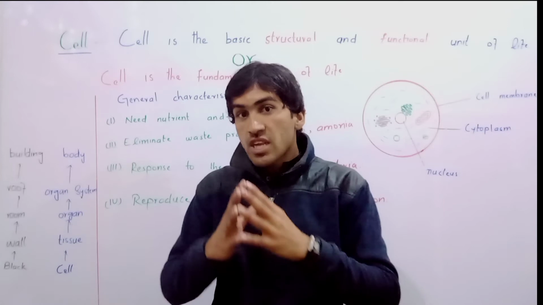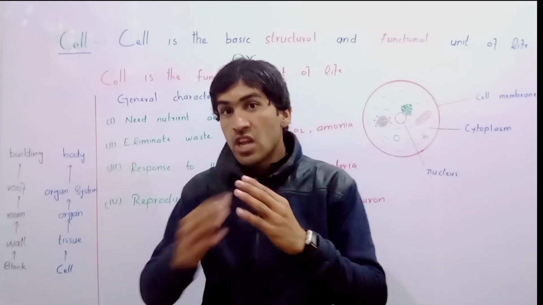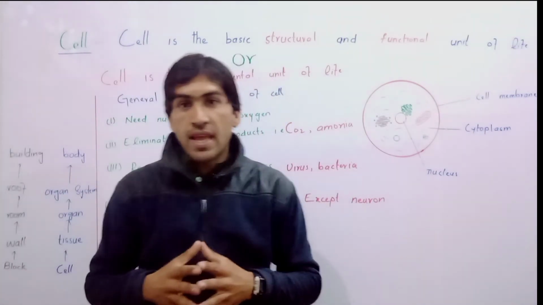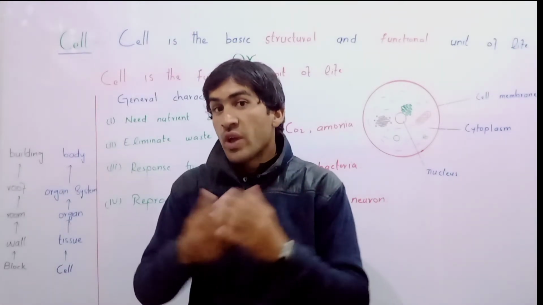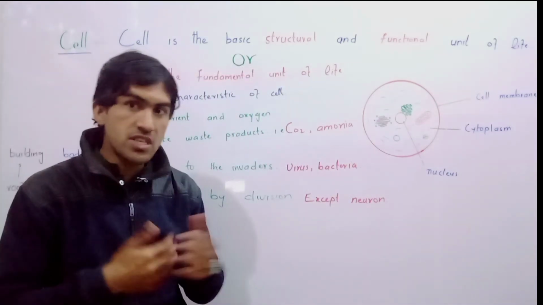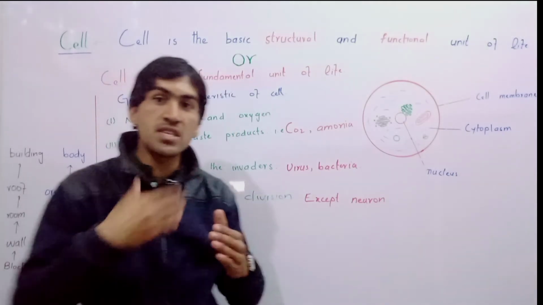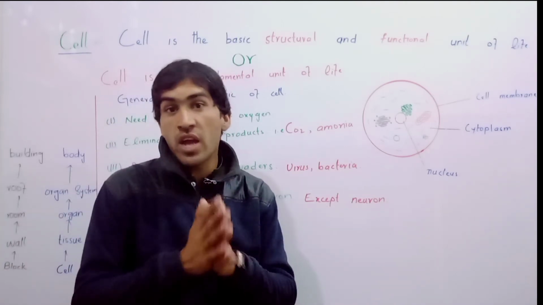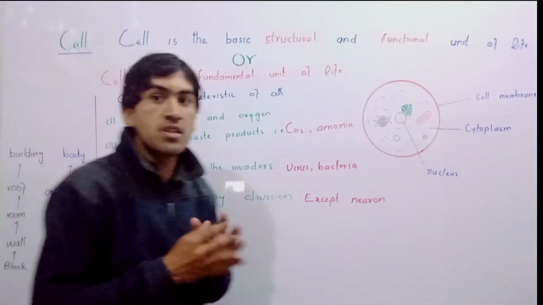It means that all the activities, all the processes that are necessary for the living organism, they are performed by the cells. For example, a multicellular organism performs respiration. In the same way, a unicellular organism also performs respiration, such as amoeba or paramecium. They also perform the process of reproduction, the process of digestion, etc. So that is why we call them the cell. It is the basic fundamental unit of life.